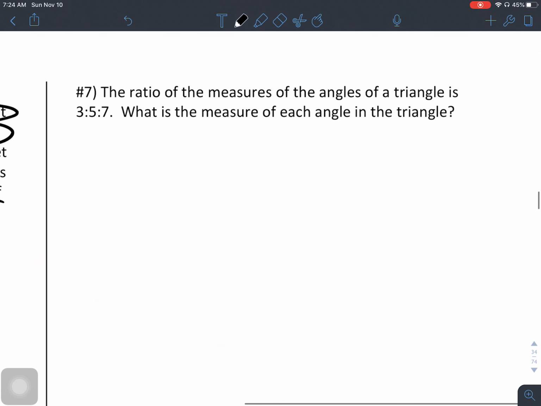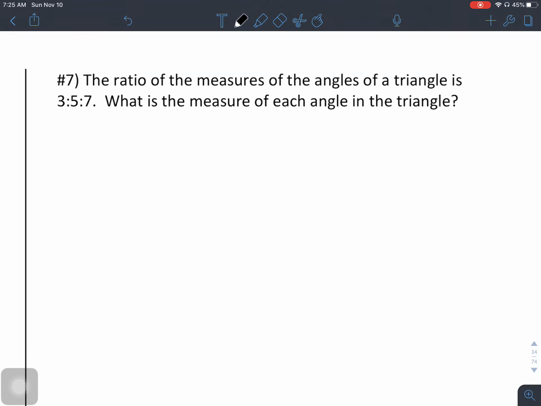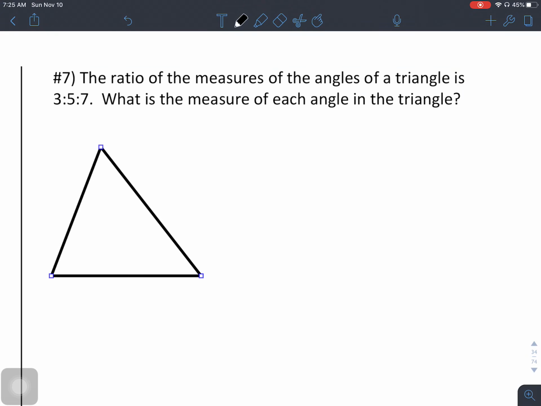Number 7. The ratio, this is my favorite one, because this is one I could see me putting on a test. I'll see me putting number 8 on a test as well. But number 7: the ratio of the measures of the angles of a triangle is 3 to 5 to 7. Well, let's draw ourselves a triangle, boys and girls, because we don't know what to do. What is the measure of each angle in the triangle?